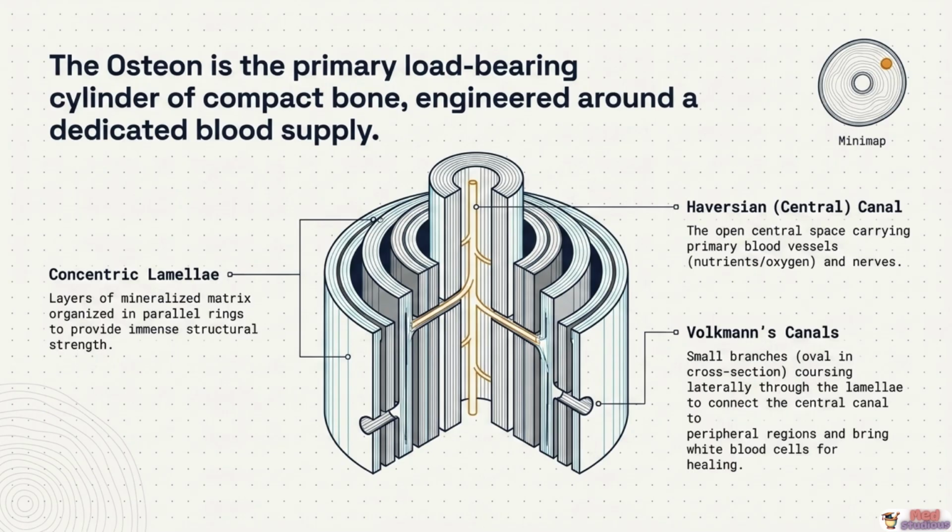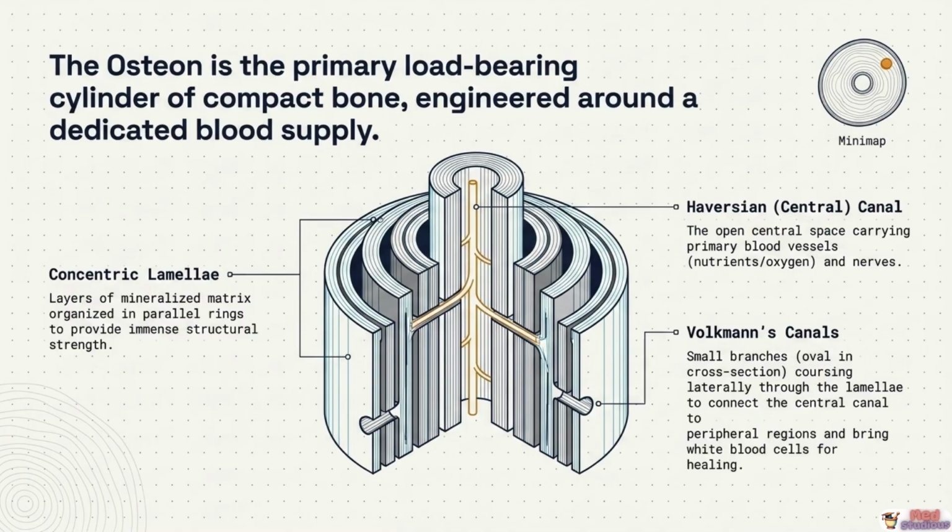This is the lifeline of the osteon, the dedicated blood supply that nourishes the bone cells embedded in the mineralized matrix surrounding it. Because compact bone is so densely calcified that nutrients cannot simply diffuse through it from the outside, every cluster of osteocytes needs to be within approximately 200 micrometers of a Haversian canal, the maximum distance over which oxygen and nutrients can diffuse effectively.